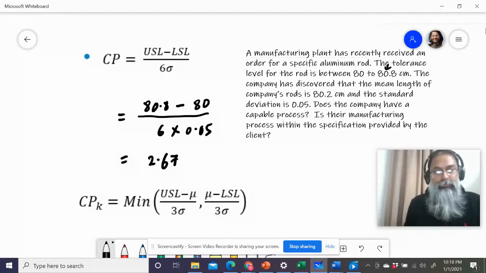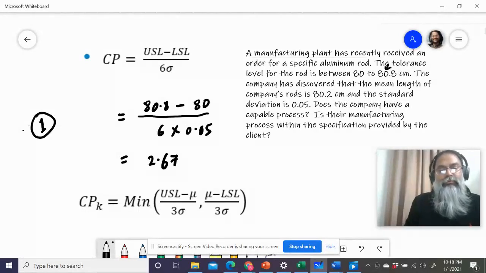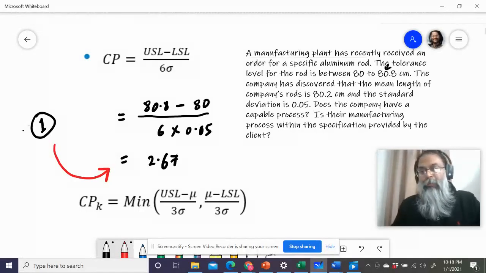2.67. So what can we conclude from this number? Remember, whenever you find a CP greater than 1, you know that the process is capable in that case. So here the CP is greater than 1, so the process is well capable of meeting the customer needs. A process with CP of less than 1 will never be capable of meeting customer needs. So we can see here in this case, the manufacturing plant has a capable process of meeting customer needs.